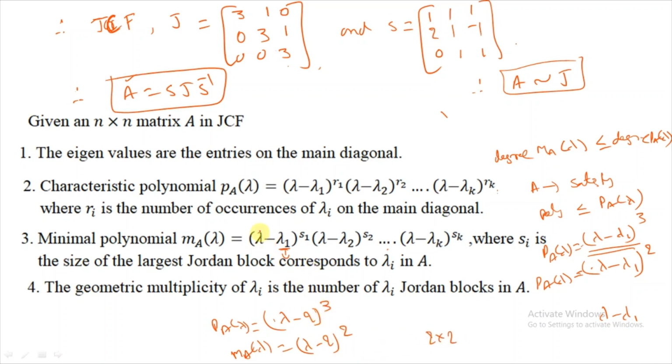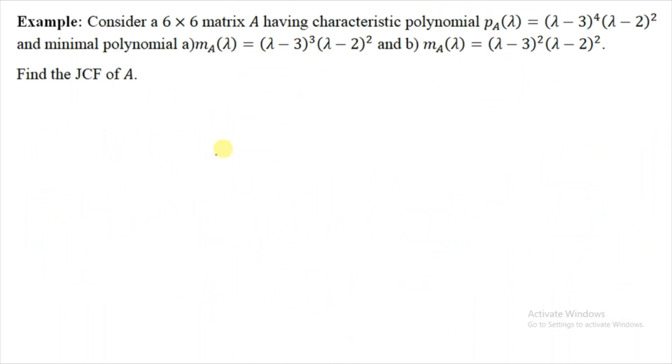But in total, this 2 occurs 3 times on the main diagonal, where the algebraic multiplicity is the number of occurrences of lambda on the main diagonal. The occurrence on the main diagonal is 3 times, and the largest Jordan block is a 2 by 2 matrix. Now we'll see this example.